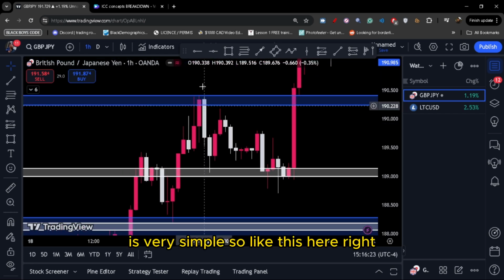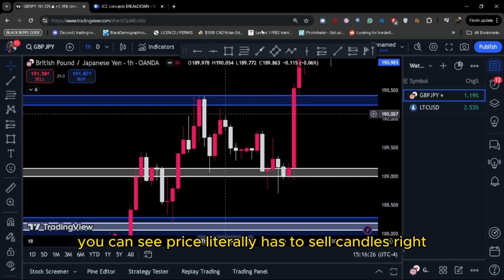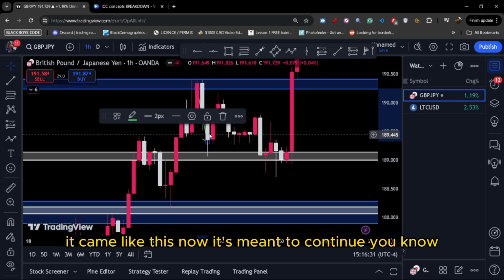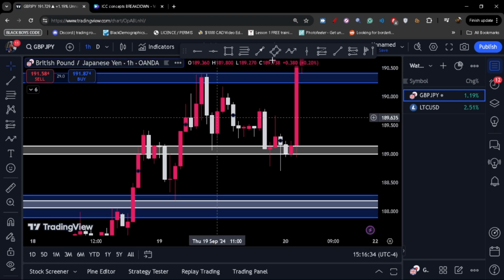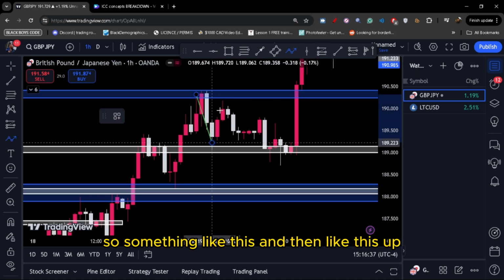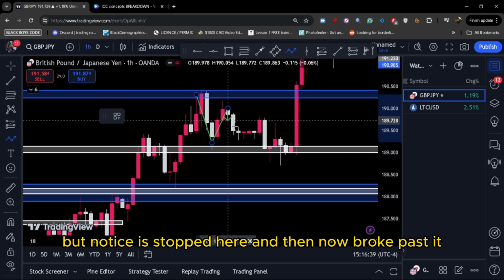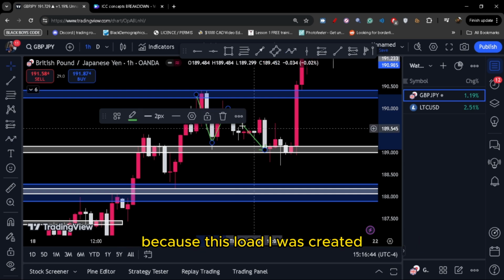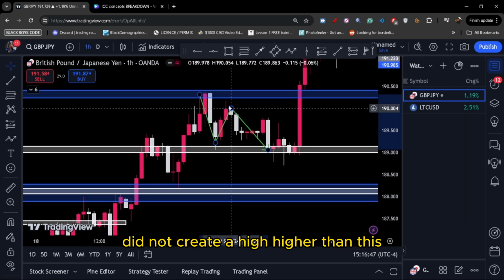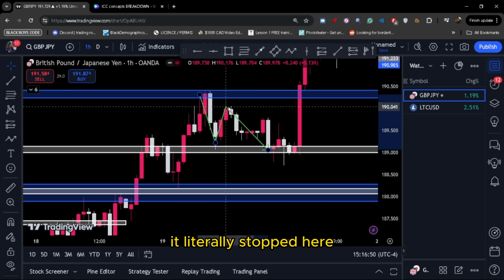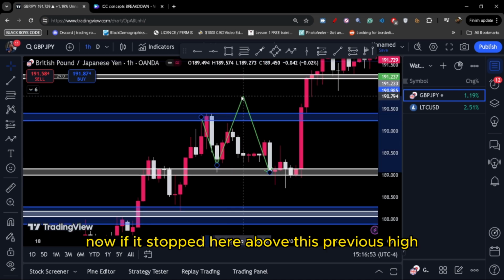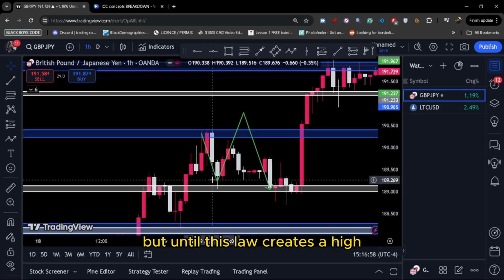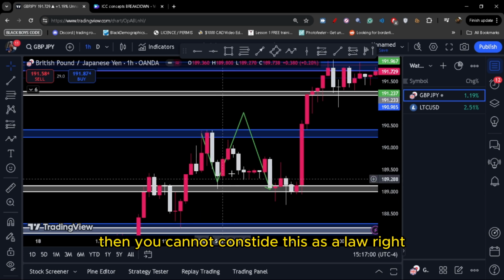So what I mean by this is, it's very simple. Like this here, you can see price literally has 2 sell candles, right? Notice, boom, it came like this. Now it's meant to continue the buy upwards, right? So something like this and then like this up, but notice it stopped here and then now broke past it. But you cannot say this is a change of trend. Why? Because this low that was created did not create a high higher than this. It literally stopped here. Now if it stopped here above this previous high, then we can consider this as the low. But until this low creates a high, then you cannot consider this as a low, right?